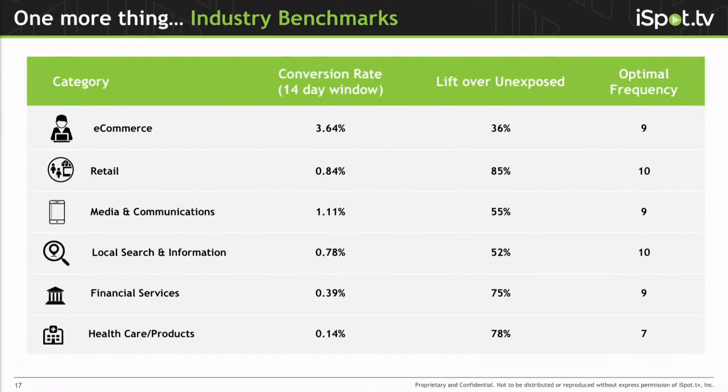So one more thing. You've got to have industry benchmarks, because as we talked about, you can certainly establish your own benchmarks, but it's really important for our clients to understand what their conversion rates and lifts and what their optimal frequencies are by the different kinds of categories. And of course, you've got to have scale to be able to generate this type of data.